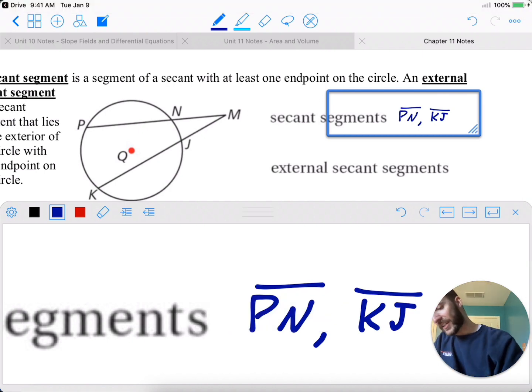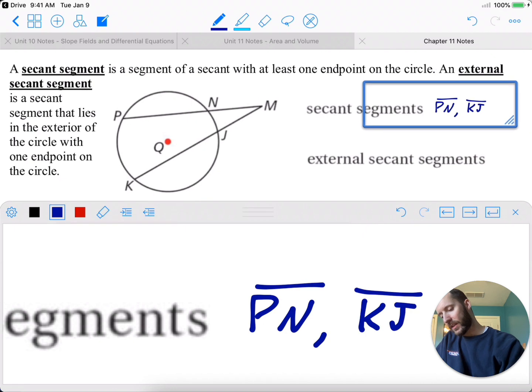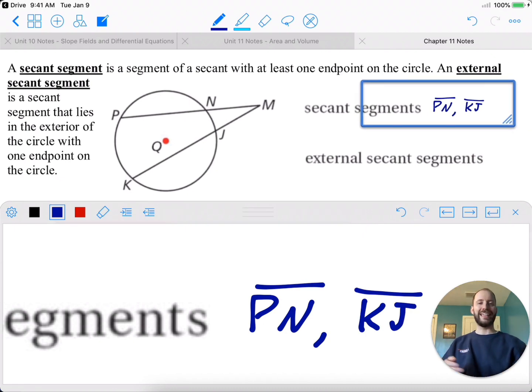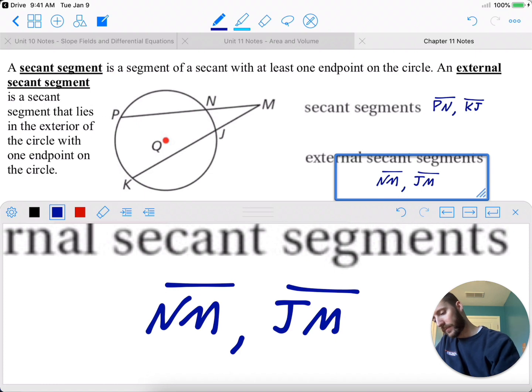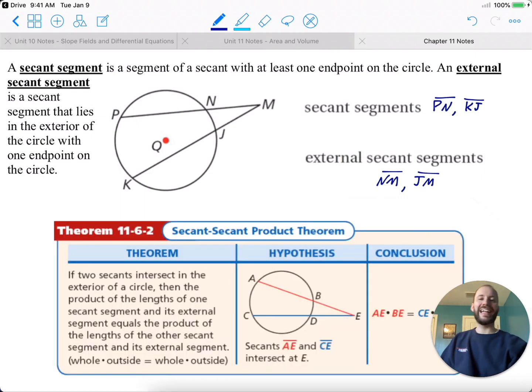External secant segments are the parts of the secant that are exterior to the circle. One endpoint should be on the circle. So I'm looking at NM and JM. Alright? The secant product theorem.